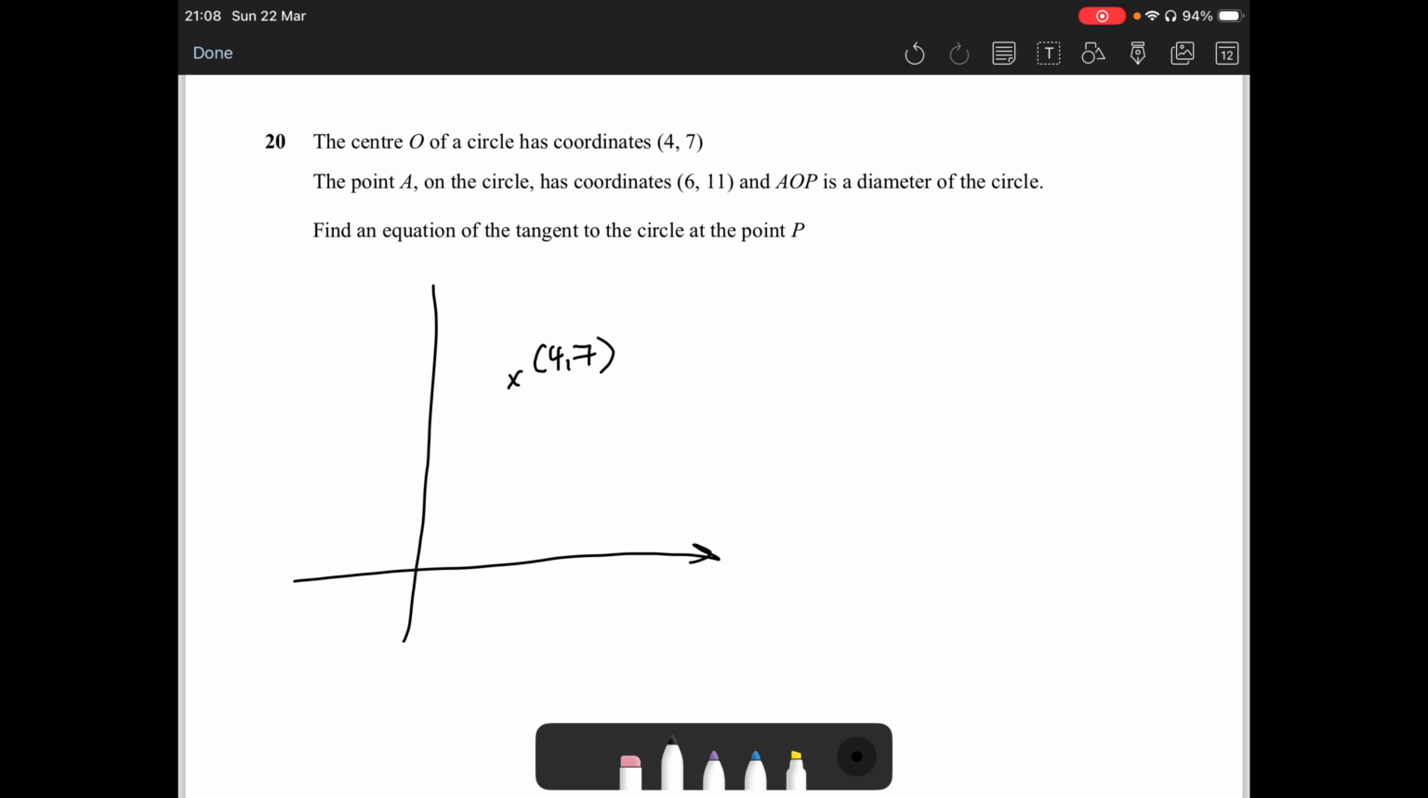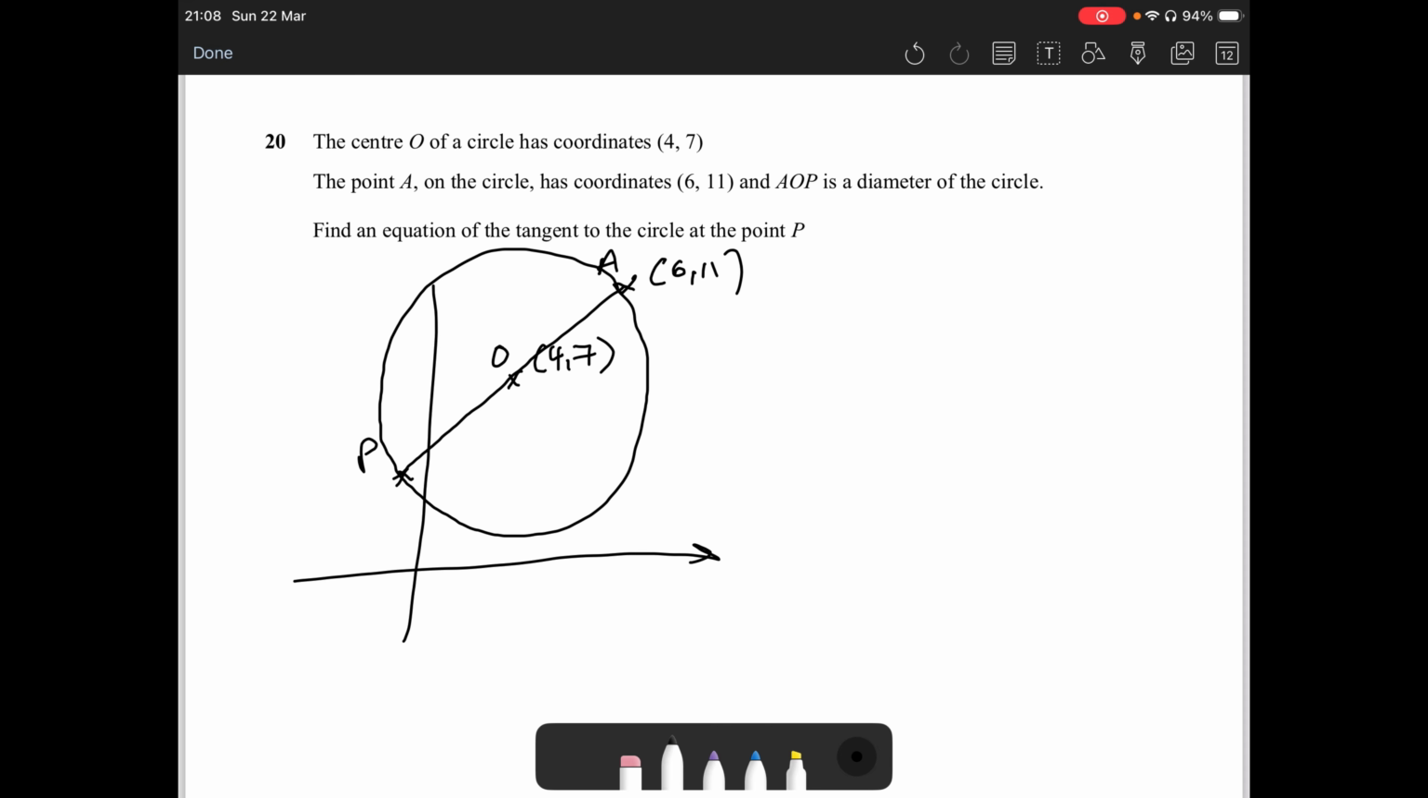That's the center of your circle, and you're told that a point A on the circle has coordinates 6.11 and AOP, which would be down here somewhere. So imagine this is O, this is A, and then you've got AOP forms a diameter. So if you're picturing your circle, it's going to look something roughly speaking like that. This is probably a poor diagram, to be honest, but what do I know?